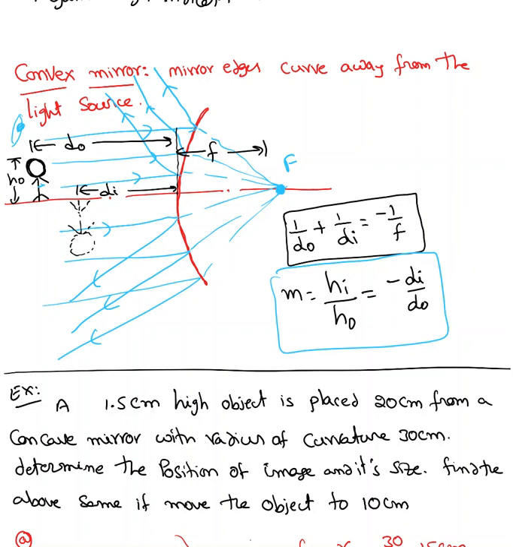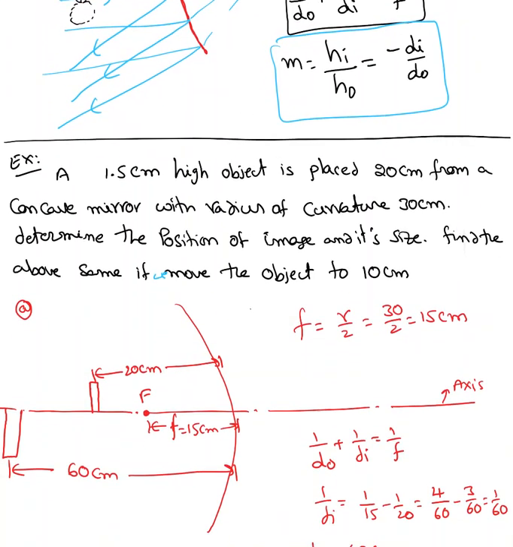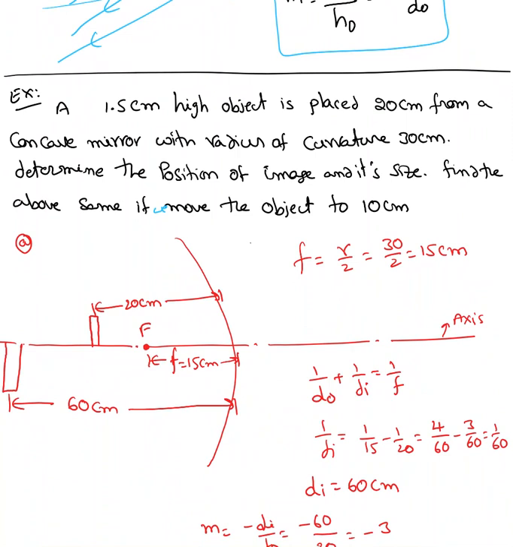Find the same if we move the object to 10 centimeter. So there are two questions. So let me look into the first one. A 1.5 centimeter high object is placed 20 centimeters from a concave mirror. He clearly mentioned it's a concave, so I draw the concave mirror.